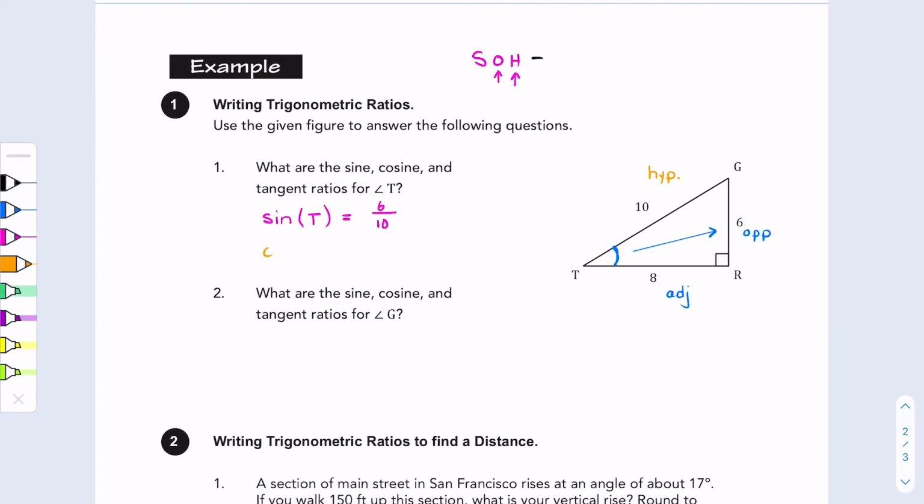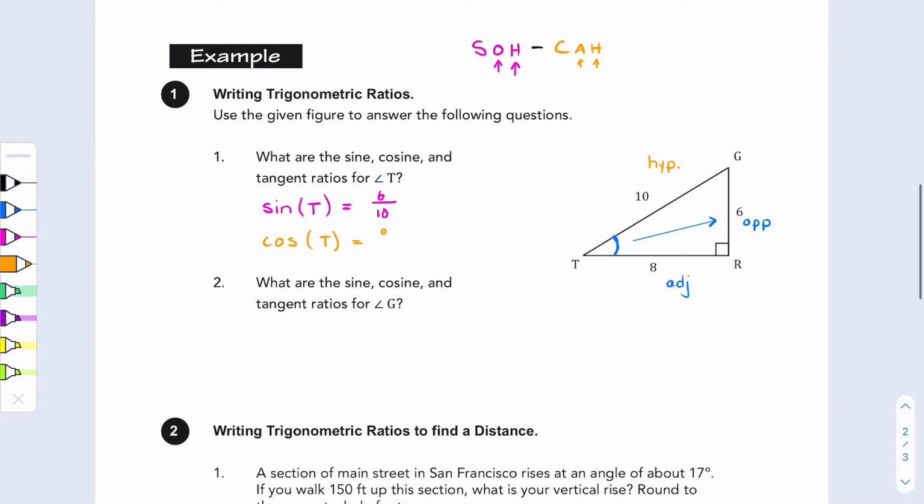Next, we're looking at cosine of angle T, and cosine is abbreviated as CAH. That would be adjacent over hypotenuse. The adjacent leg based on angle T is 8. The hypotenuse is 10.